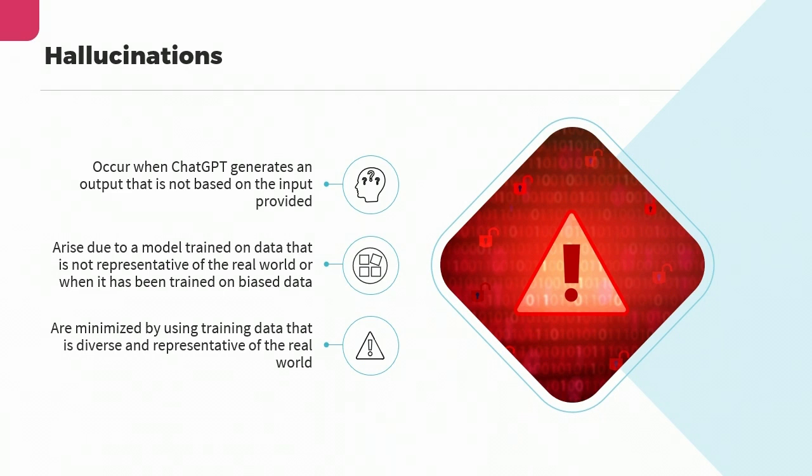By doing so, the model will have a better understanding of the language and be less likely to generate irrelevant or incorrect responses. Therefore, it is important to prioritize using high-quality training data to improve ChatGPT's reliability and ensure that it is generating accurate and useful responses.